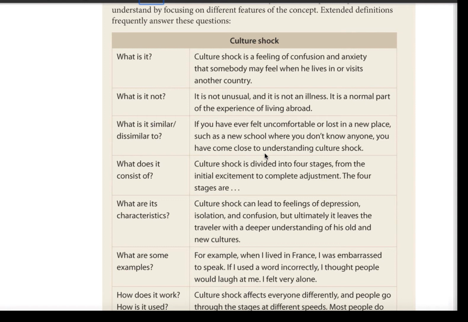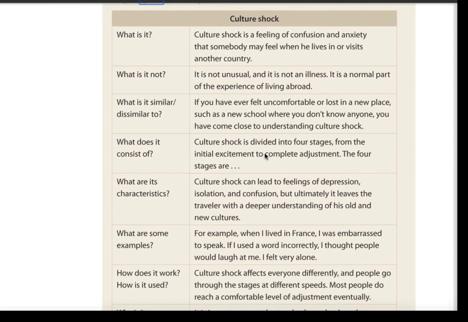And then what does it consist of? Now we want to look at whether we can break it down into different stages or phases or different elements of what it is. Not all of the words that you look at can be broken down into phases or stages, but culture shock can be. In this case, it's saying you can look at it in 4 stages. First, you're excited to be in a new place. And then to complete adjustment. And then this person would go further, maybe, saying what the 4 stages are.